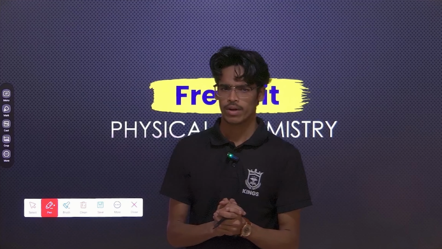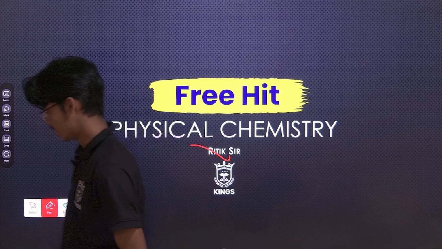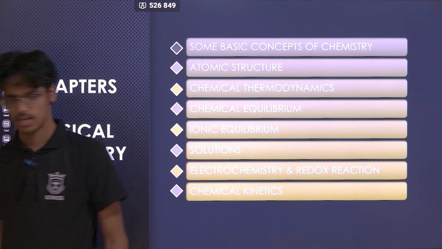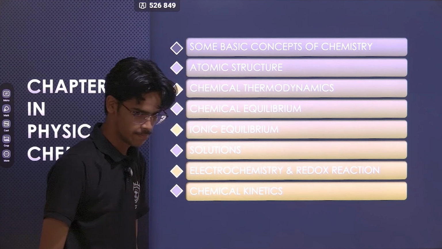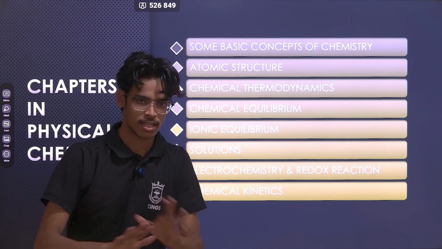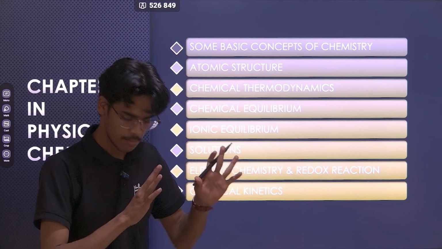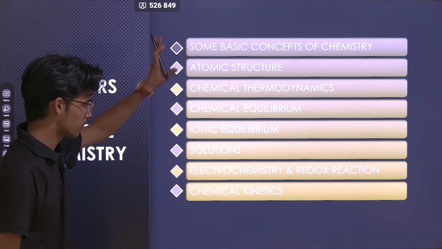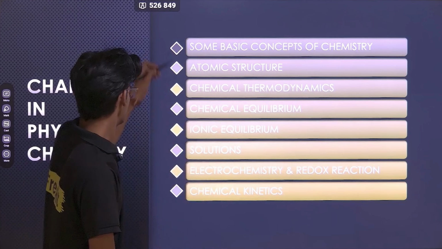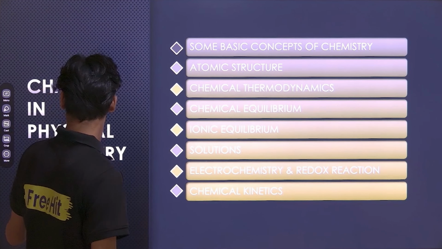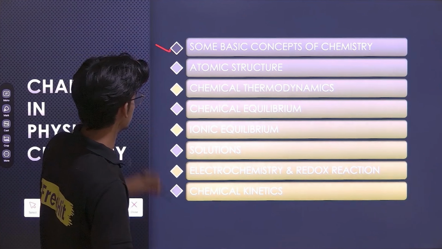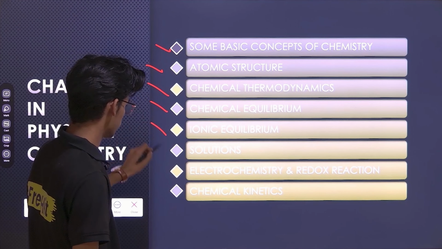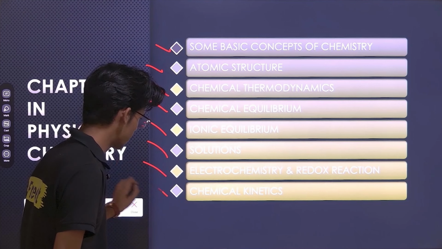So let's see what the chapters in physical chemistry are. You will see a ton of chapters, and we are going to cover them all on this channel. First, we have some basic concepts of chemistry, atomic structure, chemical thermodynamics, equilibrium, ionic equilibrium, solutions, electrochemistry, and chemical kinetics.